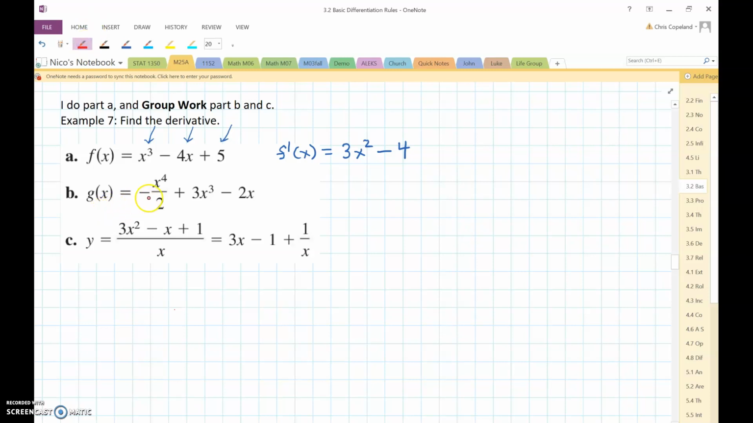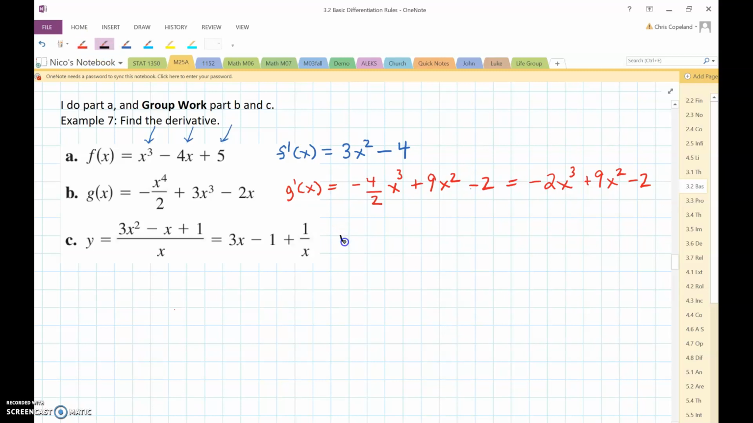B, we got g of x equals negative x to the 4th over 2 plus 3x cubed minus 2x. So g prime of x, the derivative of negative x to the 4th over 2 would be negative 4 over 2x to the 3rd plus 9x squared minus 2. We'd simplify this a little bit, make this negative 2x cubed plus 9x squared minus 2. Let's look at the next one.